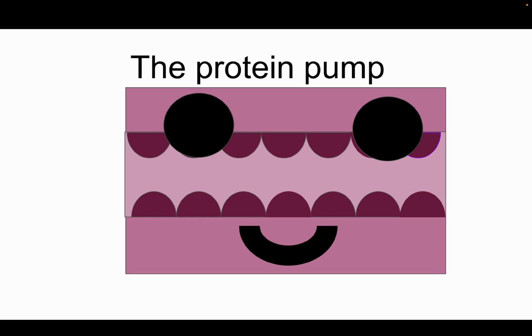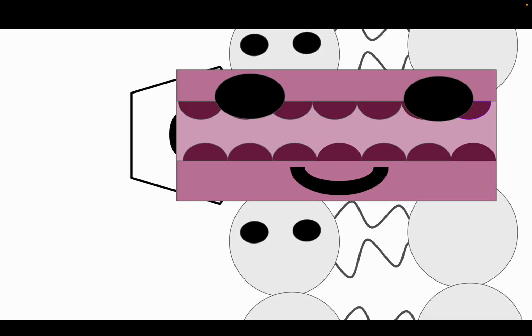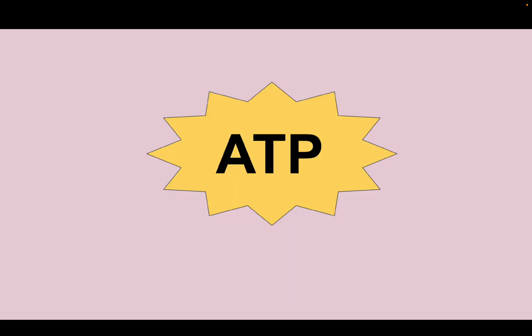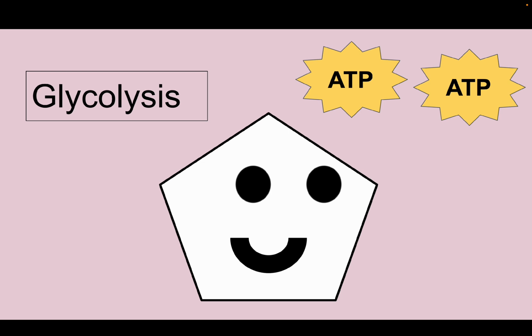But then the goat, the protein pump, lets him through. "Get free!" Now he's in the cytoplasm. For some reason, I don't know why they still call it cytoplasm, so I can't explain that. And this thing called ATP is basically the battery of the cell. Two of them are going to help rip the monosaccharide in half, in the process known as glycolysis, gaining 2 ATP molecules and 2 pyruvates.